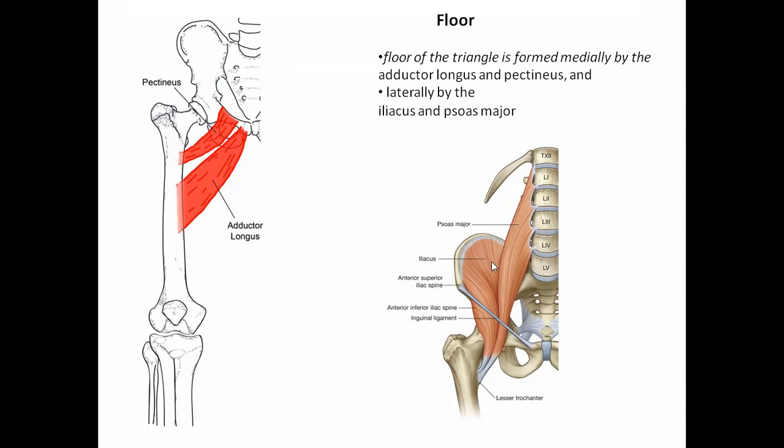Iliacus is a muscle which is originating from the iliac fossa. Psoas muscle is originating from the abdomen, from the lumbar vertebra. Both of these muscles join to form a single tendon, and that is attached to the lesser trochanter of femur. So these two muscles are forming the lateral aspect of the floor of femoral triangle.